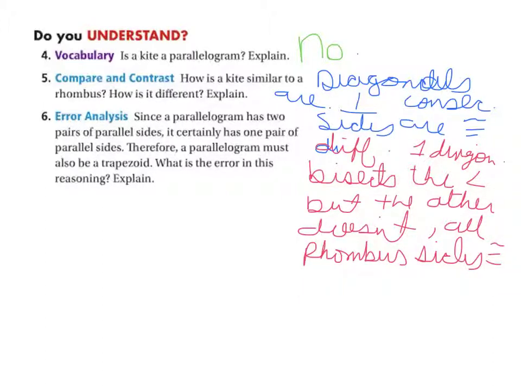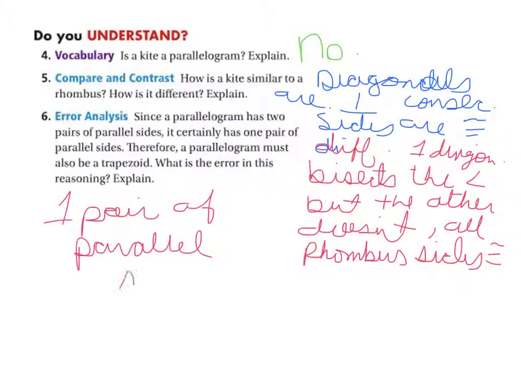Okay, number 6. Since a parallelogram has 2 pairs of parallel sides, it certainly has 1 pair of parallel sides. Therefore, a parallelogram must also be a trapezoid. What is the error in this reasoning? Well, if you remember, the definition of a trapezoid is it only has 1 pair of parallel sides. There you go. All right, you're done.